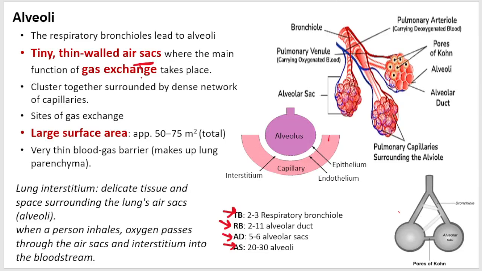This vast area, combined with an extremely thin blood-gas barrier, allows for rapid and efficient gas exchange. The alveolar walls are lined with epithelium, while the capillaries are lined with endothelium, separated by the interstitium, a delicate tissue layer that facilitates diffusion. Also important are the pores of Kohn. These are the tiny openings between adjacent alveoli that help equalize pressure and allow collateral ventilation.